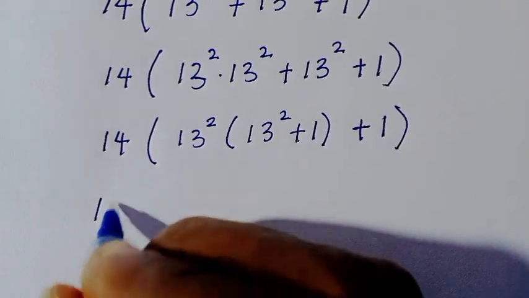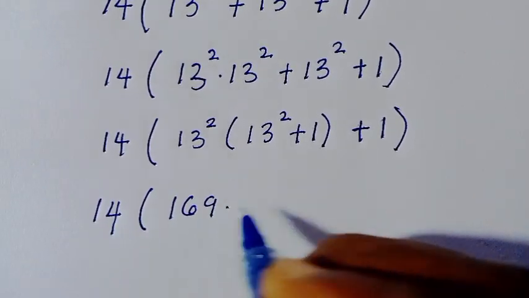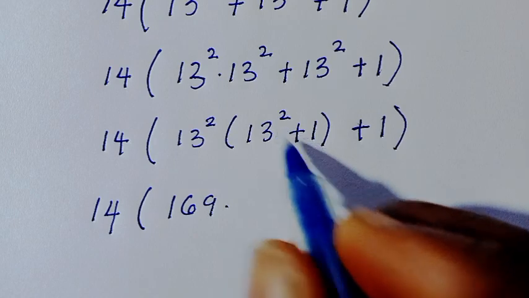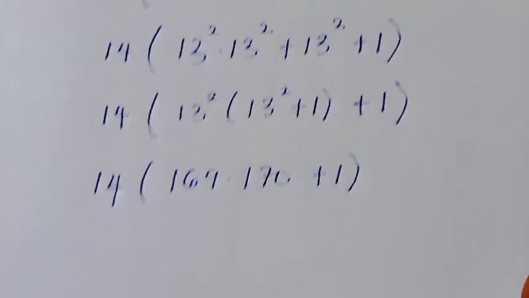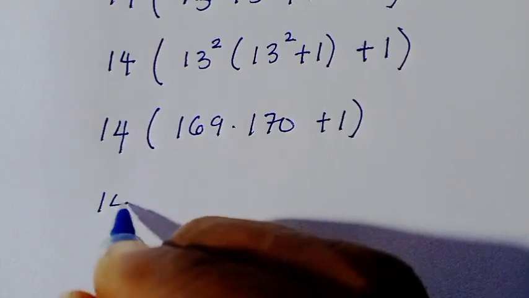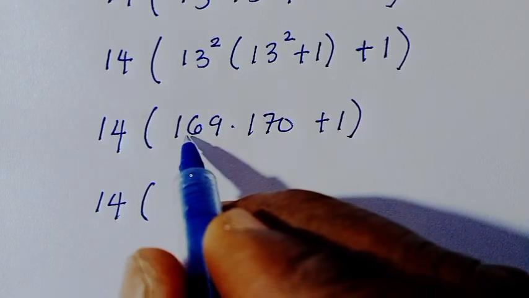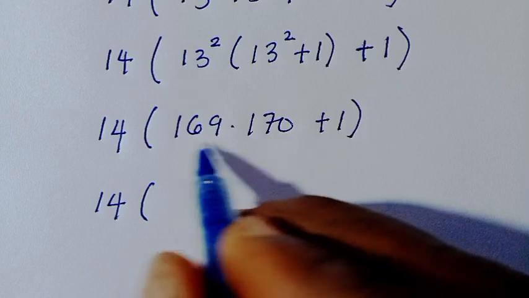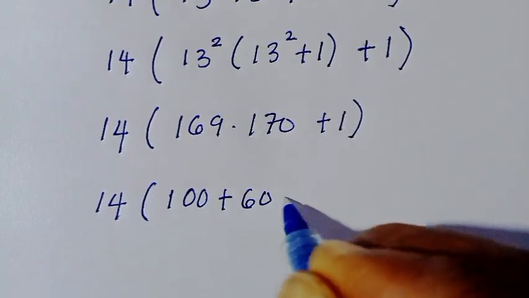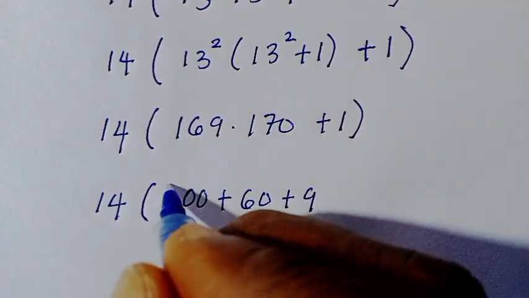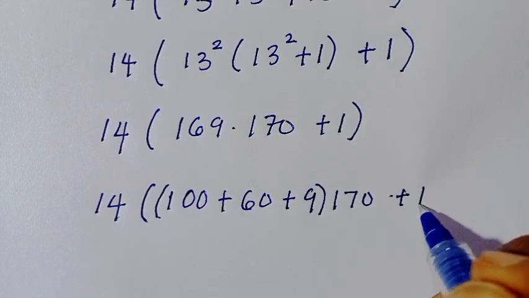Then we have 14 into bracket of 13 to the power 2, that is 169, multiplied by 13 to the power 2 is 169 plus 1, that gives us 170, plus 1. And next we have 14 into bracket of, so here are big numbers. 169 multiplied by 170 is very big, but let's try to rewrite this as 100 plus 60 plus 9. Then this in bracket multiplied by 170 plus 1.